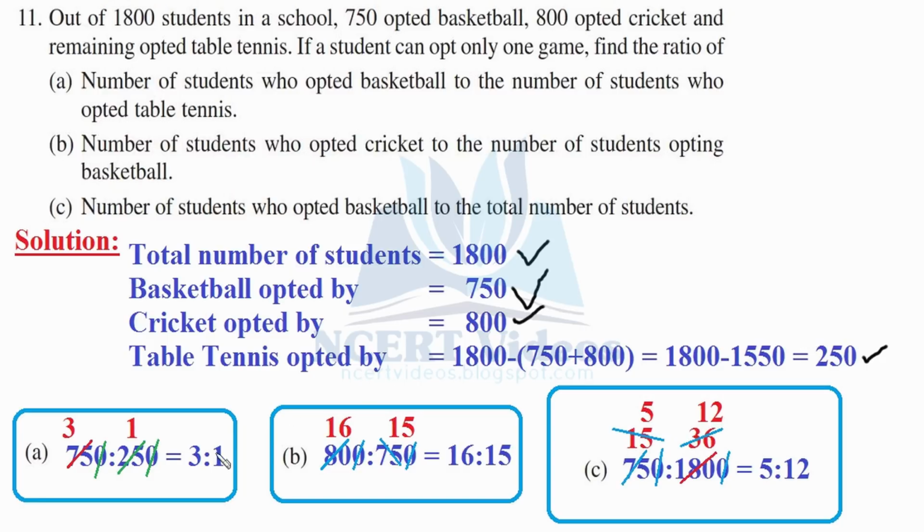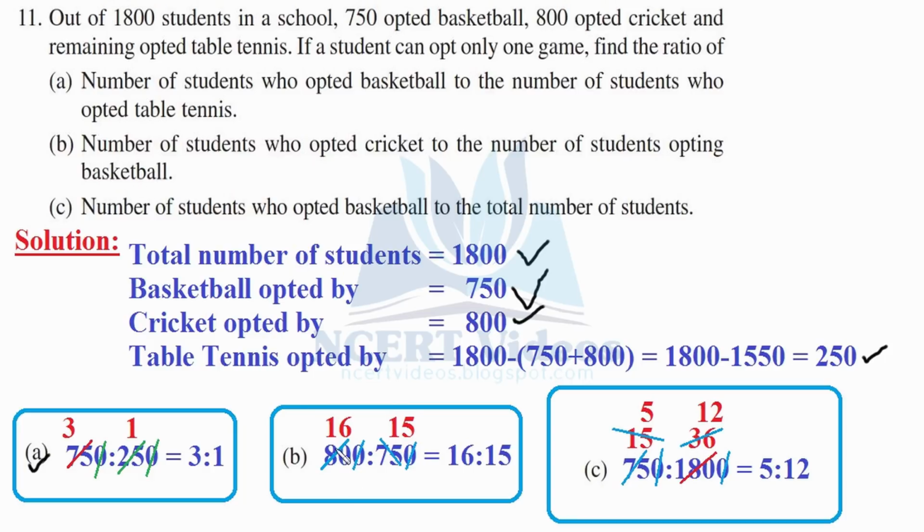Basketball is by 750 and table tennis we have found is 250. So we write it, cut 0 and 25 3s are 75. Therefore 3:1 is your required ratio. Three to 1 is your required ratio for the A part. Then B is number of students who opted cricket. Now we have to find with cricket with respect of basketball.